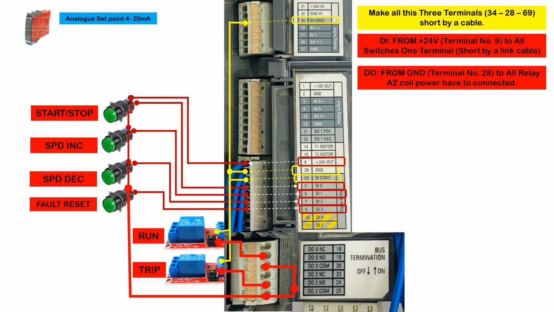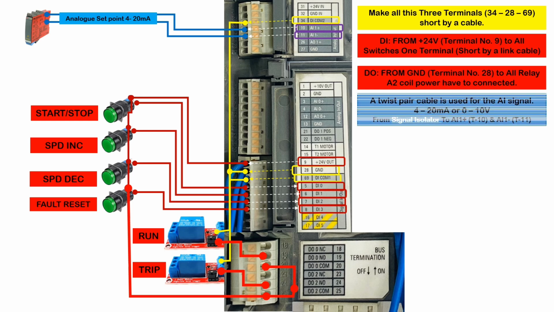Now let's see the analog set point connection details. From a signal isolator or a signal generator, 4 to 20 milliampere or 0 to 10 volt as per your needs, the positive cable will be connected at terminal 10, that is noted as AI0 plus, and the negative cable will be connected at terminal 11, that is AI0 minus.